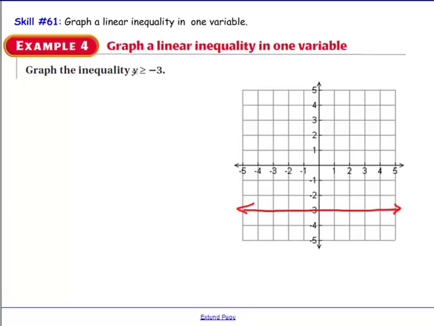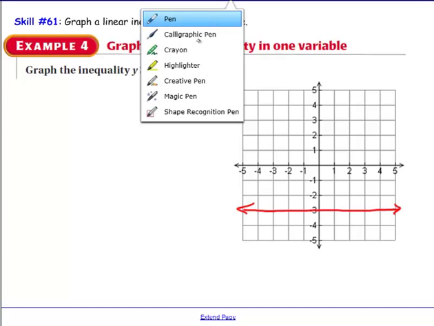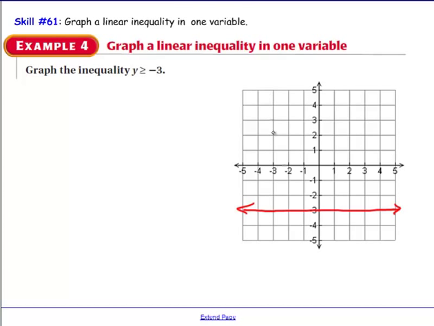And then I'm interested in y values that are greater than or equal to, so I'm going to highlight everything above because the y values are greater if I go above. So all the points in my yellow region are going to be solutions. And all the points on the boundary line are also going to be solutions. So that's it.